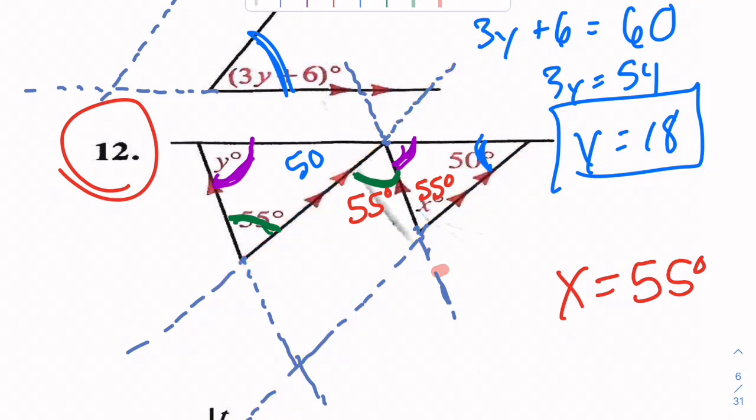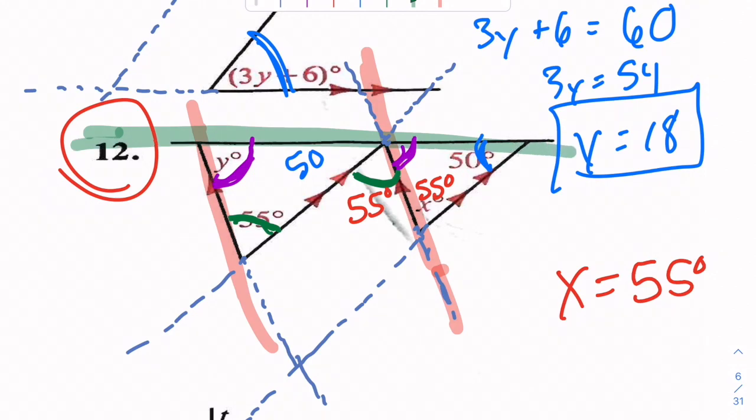It's kind of hard to see. Okay, let me try to darken it. This line, and then this is your transversal. Boom. Okay, focus on the purple there. Once you find that purple, you're going to find what y is.